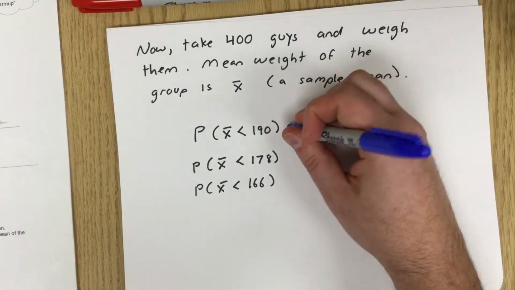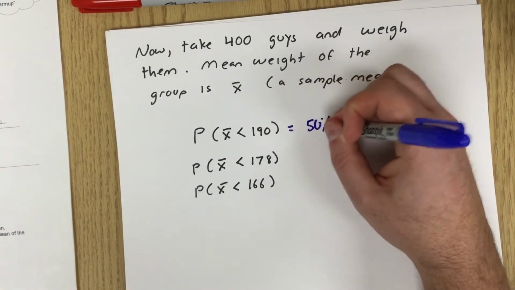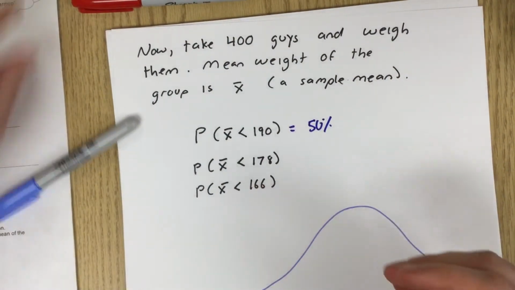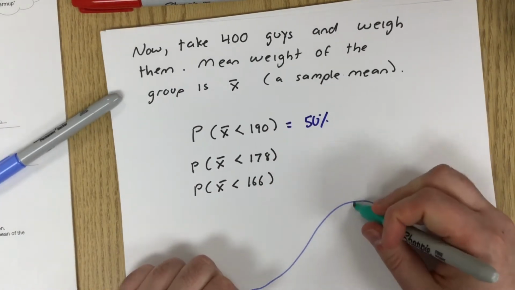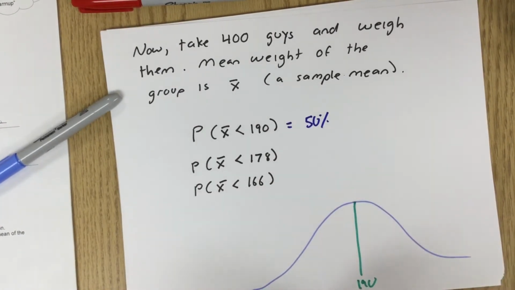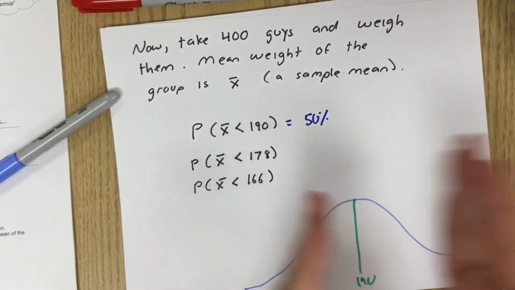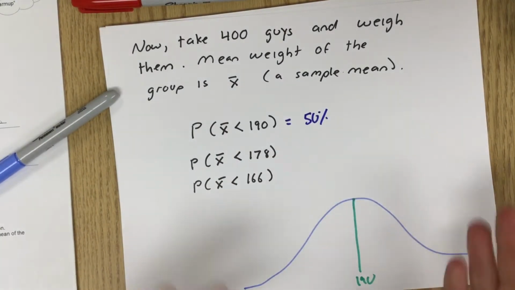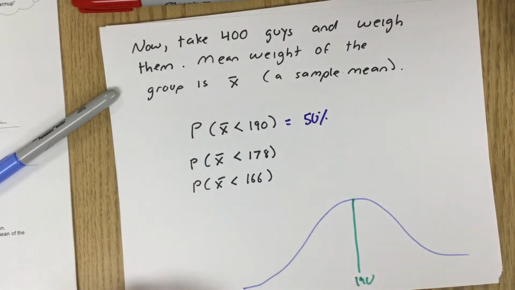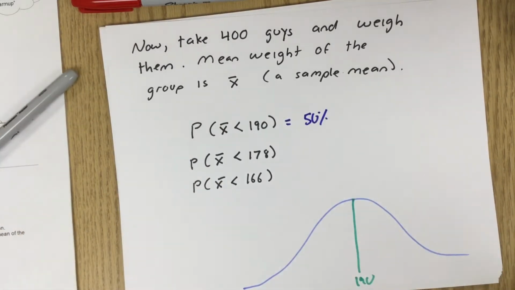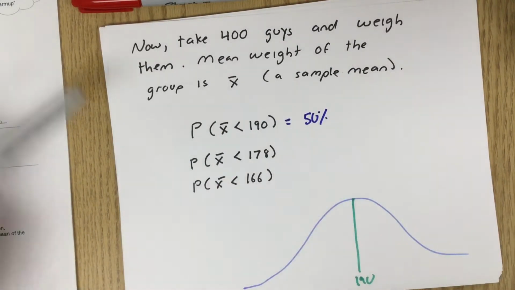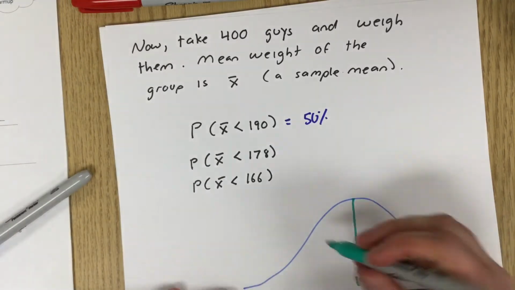And this is still going to be 50%. I mean, if you take 400 guys, right? If you think about it, you have your normal distribution curve, and here's the 190. So there's a 50% chance that one person's on this side, one person's on that side. If you have the average of a group, then there's still about a 50% chance that the average of that group is going to be on either side. But let's say the question is, what's the probability that the average is less than 178?